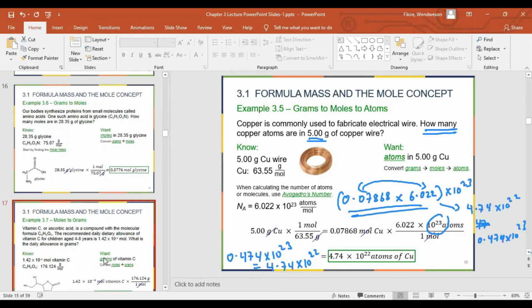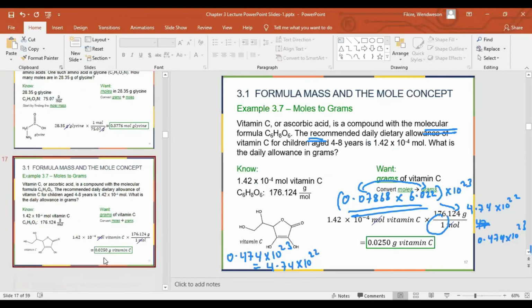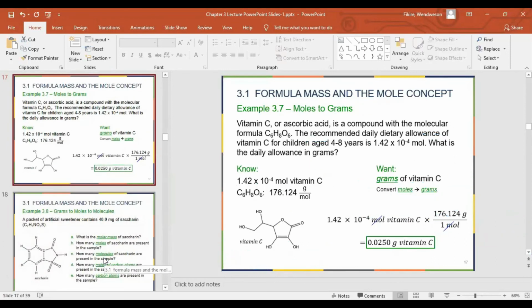Okay, so let's see here. Vitamin C, or ascorbic acid, is a compound with the molecular formula C6H8O6. The recommended daily dietary allowance of vitamin C for children aged 4 to 8 years is 1.42 times 10 to the power of -4 mole. What is the daily allowance in grams? Again, we're going to write what's given on the left side and what we're looking for on the right side.